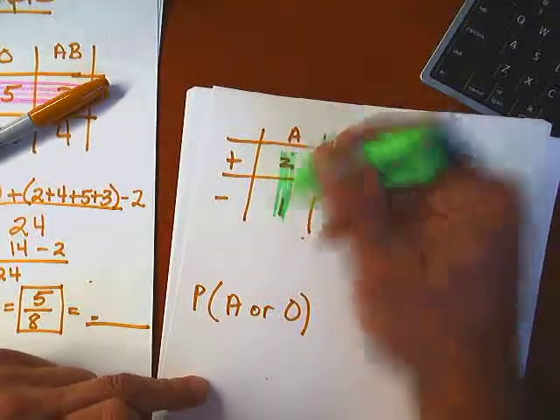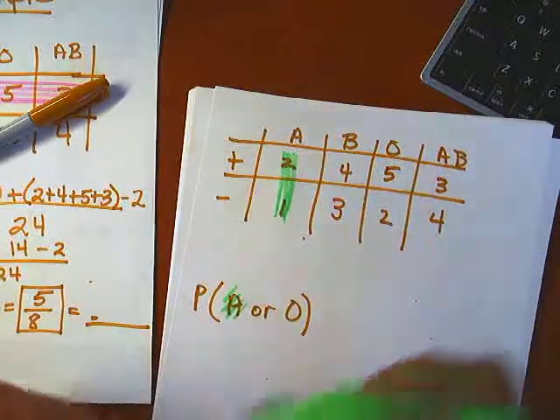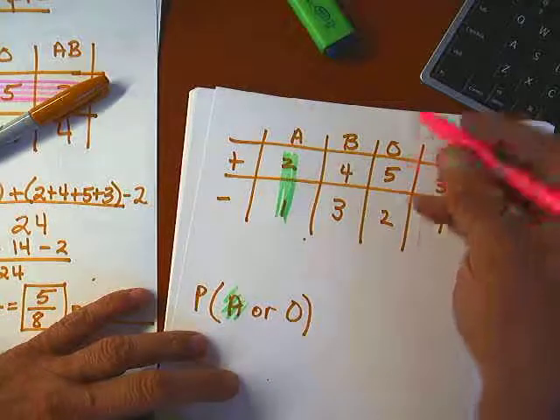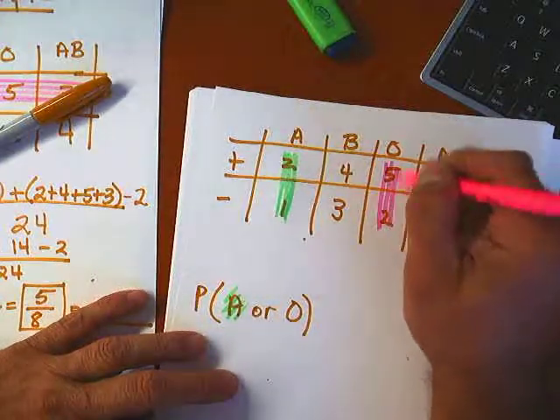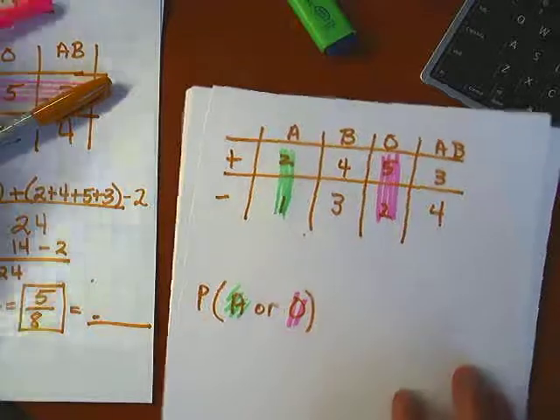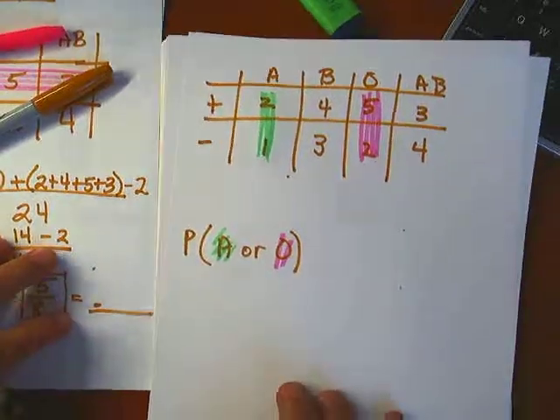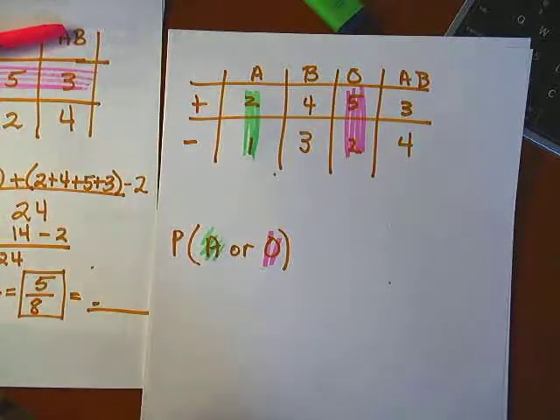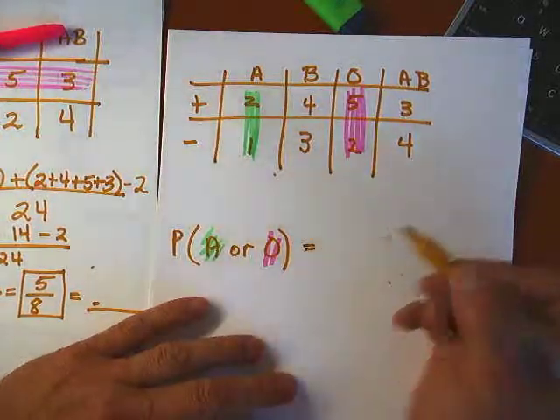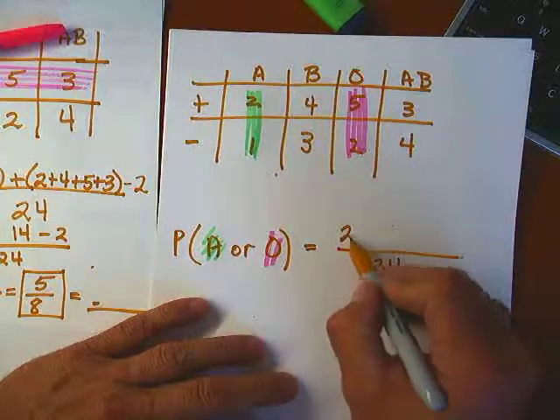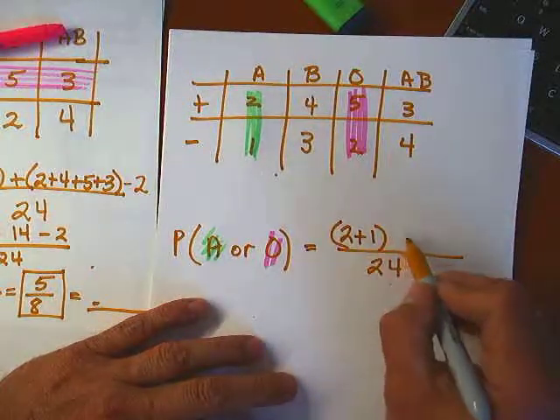Okay, well that's simple, Hubert. You just highlight what you need. Yep. So A, we're going to make blue again. I'm going to use green. Let's try this green. Hopefully it works better. Oh yeah, that works a whole lot better. So there's the probability of A. And the probability of O.